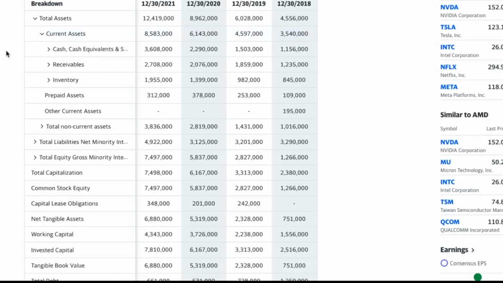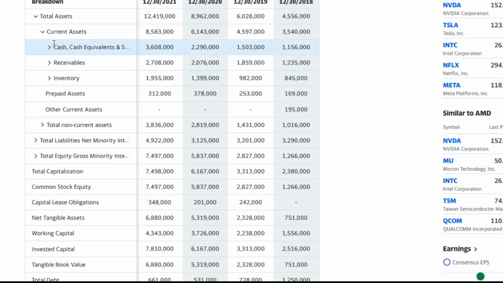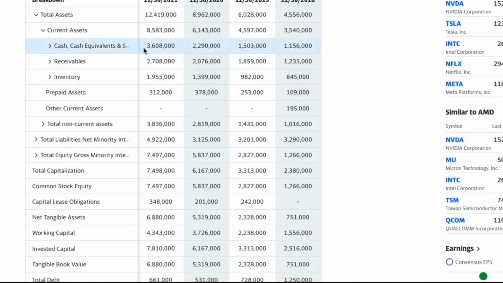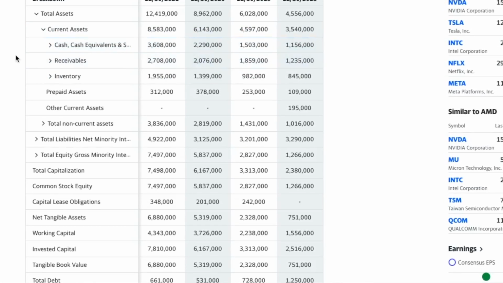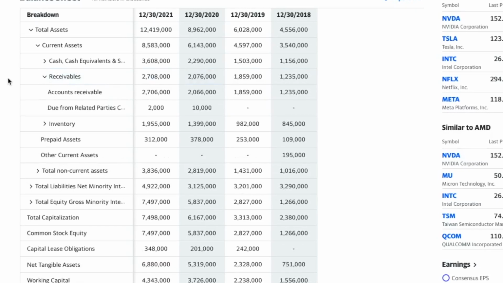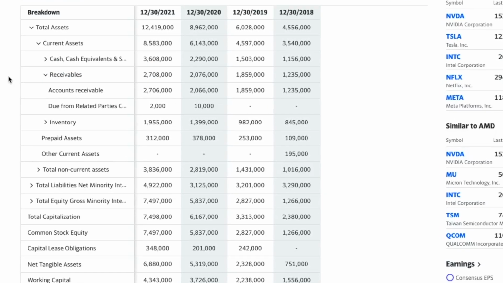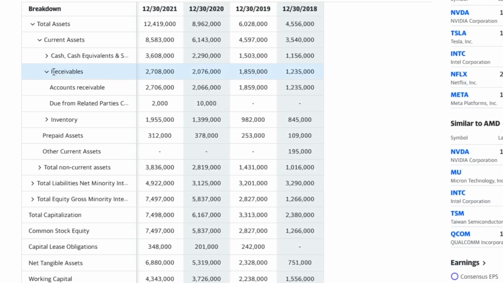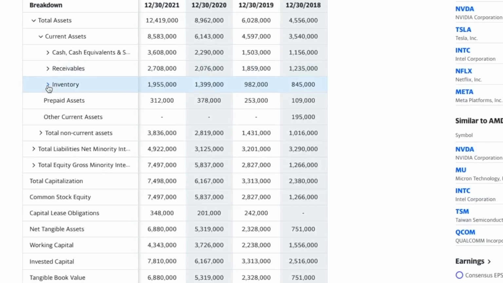The current asset is further divided into 3 to 4 categories, and first is the cash and cash equivalent. The company has $3.6 billion of cash in hand, which they can spend, and the second is the receivable. Receivable is anything that is owed to the company. So this is the amount that customers, or anyone who has received the product from the company, owe, and this receivable is around $2.7 billion.